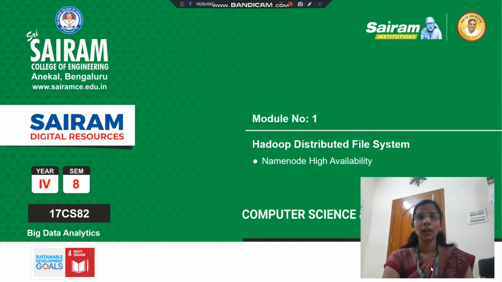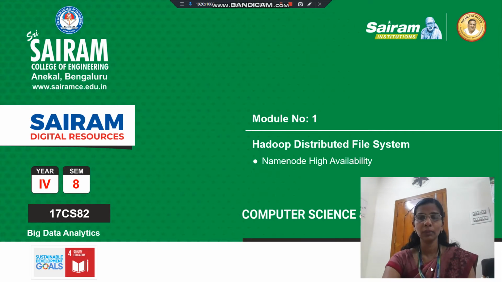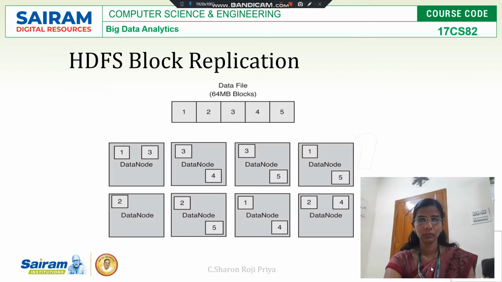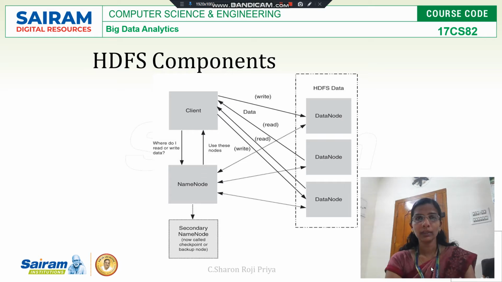Hi students, in this video we will discuss name node high availability. In the HDFS components, we have learned about the two main components of the Hadoop Distributed File System, that is the name node and the data node. Name node contains the metadata, that is the information needed to store and retrieve the data from the data node, and data node contains the actual data.